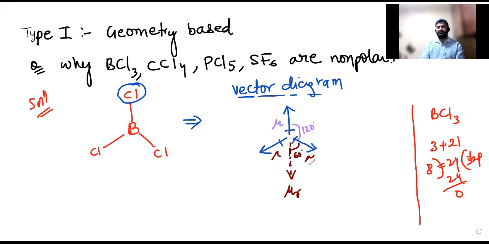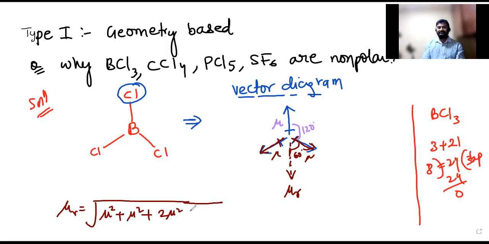So let's find the mu resultant between these 2 vectors, vector 1 and vector 2. As per physics, mu resultant would be under root mu square plus mu square plus 2 mu square cos 60 degrees. Now cos 60 degrees is minus half, we all know that, right? So since cos 60 is minus half, we can put it here and find the answer accordingly.